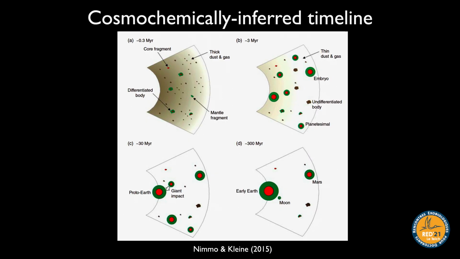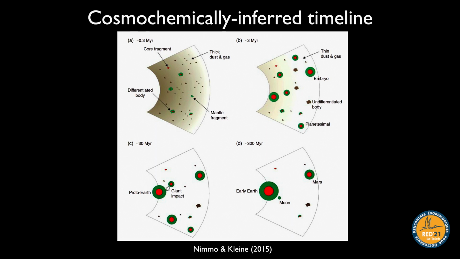We can put these pieces together into a very rough timeline for how fast we think things came together. This is what I call a cosmochemically inferred timeline. Within this timeline, within a few hundred thousand years of CAIs, large planetesimals were already forming, some big enough to even differentiate. Within a few million years, there were large planetary embryos, and we have good evidence for that.